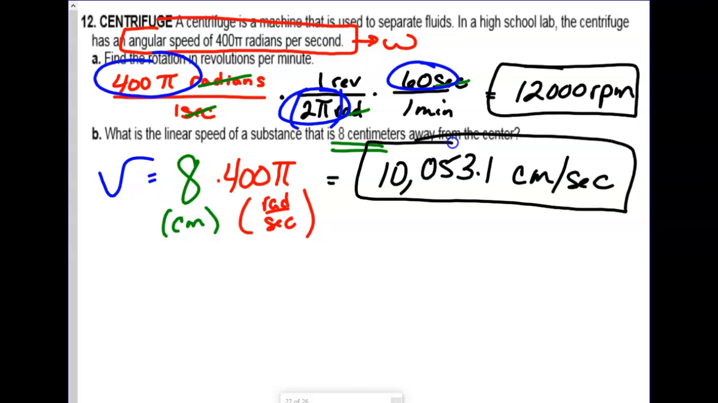Now, if for some reason the boss came back and was like, I need this in meters per minute, I don't know why you would, that's a really stupid answer. I'd have to go convert it. Maybe miles per hour. Maybe they want miles per hour.